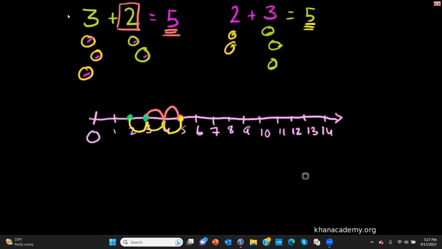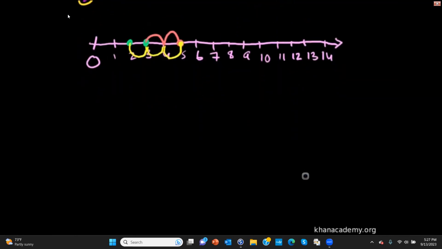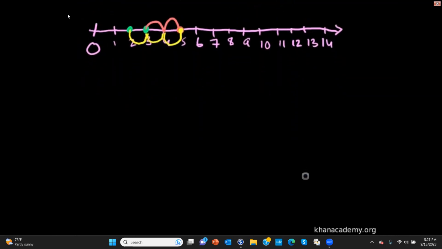But let's just get some practice understanding how you actually do addition problems with larger numbers. So let's write it in a nice soothing purple color. Let's say I wanted to add 9 plus 3. Well, there's a couple of ways we can do it. We could draw circles again.